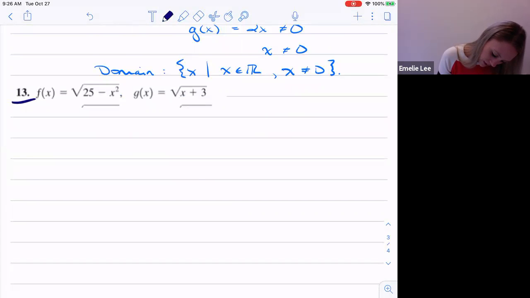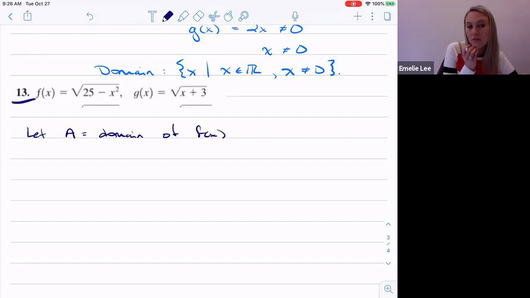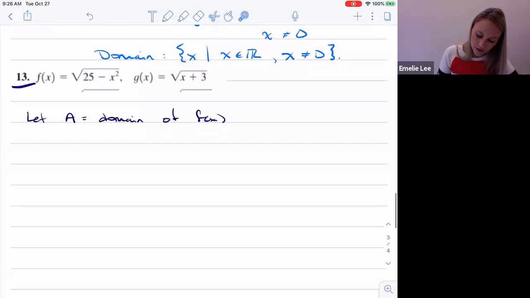So let A be the domain of f of x. The domain of f of x, remember, if we've got square roots, we can take the square root of everything but negative numbers, right? So as soon as this thing becomes negative, then it's not in the domain anymore, right? So 25 minus x squared can't be negative.